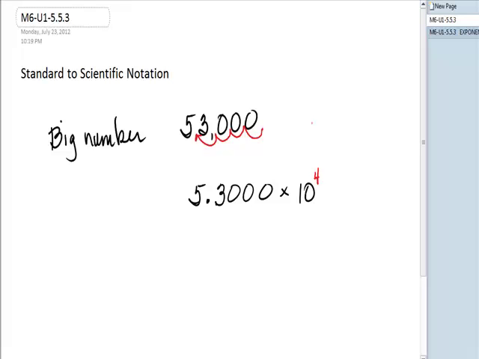So 53,000 becomes 5.3000 times 10 to the 4th power. I won't write those zeros after I've moved it, so it will simply be 5.3 times 10 to the 4th power. Big numbers in standard notation turn out to have positive exponents.